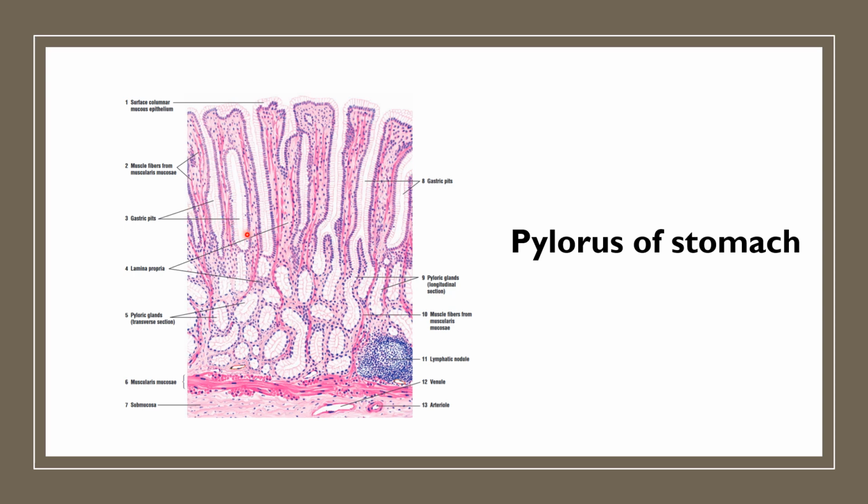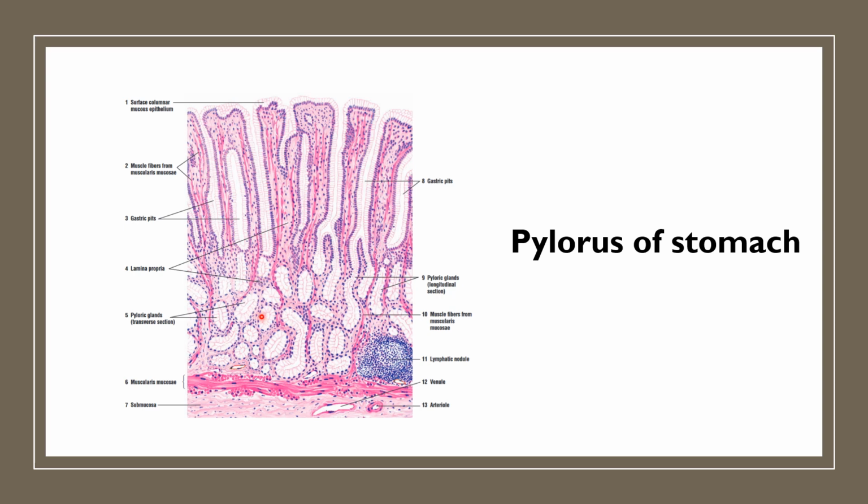So what is the difference between the gastric pit of your fundus and pylorus? Here at the level of pylorus, that gastric pit will be very deep. So the gastric pit will be deep. Deep to that gastric pit only we have the glands. So here we have the pyloric glands. So these are all pyloric glands. As that gastric pit is very deep, the pyloric glands are short. So the glands are short.